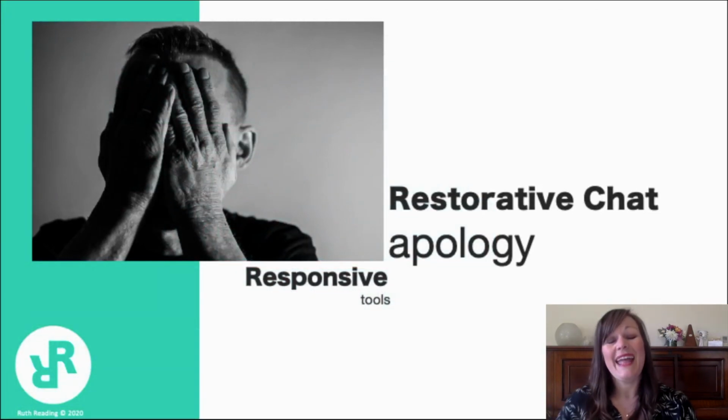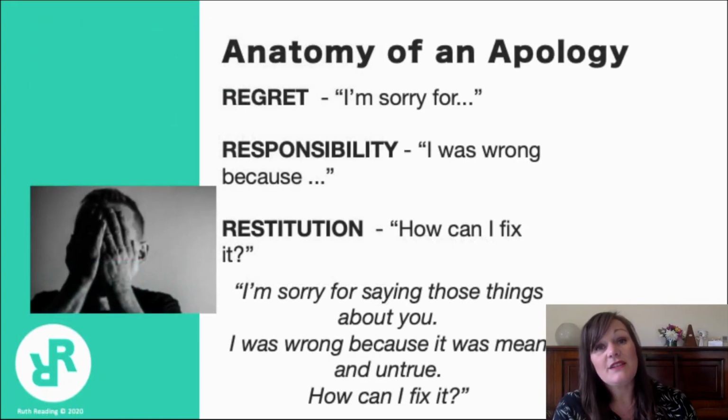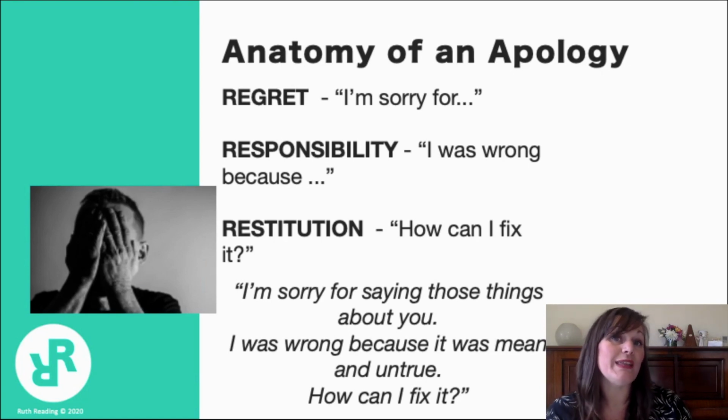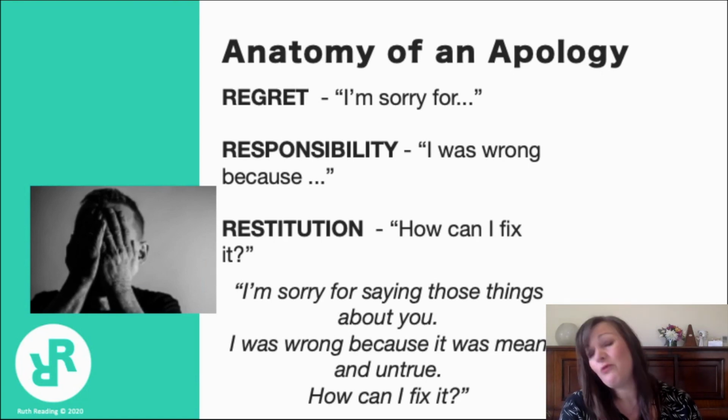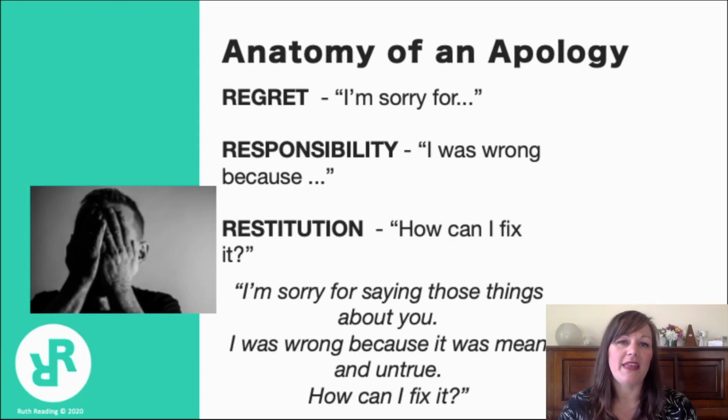And we call that the anatomy of an apology. And it has 3 parts. The first part is regret. They're saying what they're sorry for. They're showing regret. Then responsibility. They take responsibility. Why was it wrong to do that? Or it was unhelpful, or I was wrong, or whatever language works for them. And then super important, restitution. How can I fix it? And that restitution bit we already have involved in that restorative process.